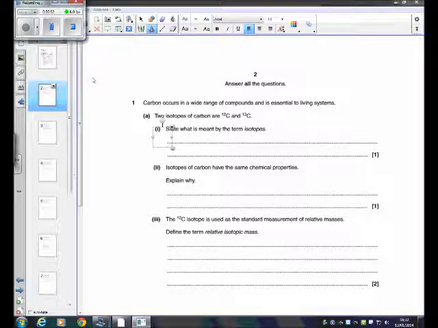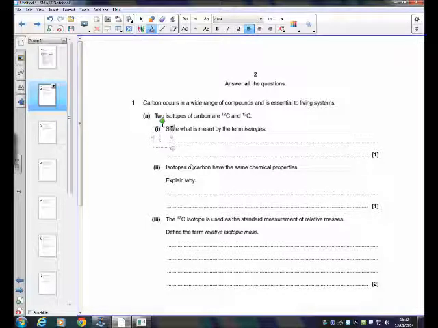So we have an OCR Chemistry A, F321 past paper here from January 2009. So question number 1. Carbon occurs in a wide range of compounds and is essential to living systems. Two isotopes of carbon are carbon-12 and carbon-13. State what is meant by the term isotopes for 1 mark.